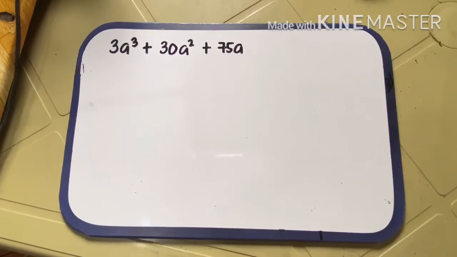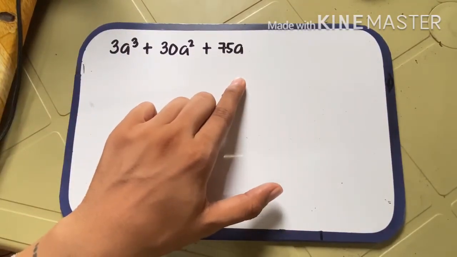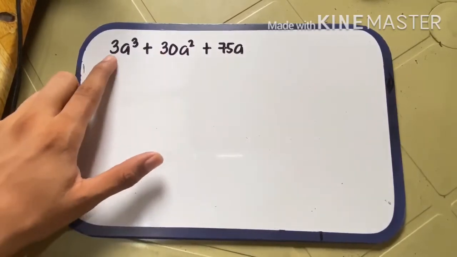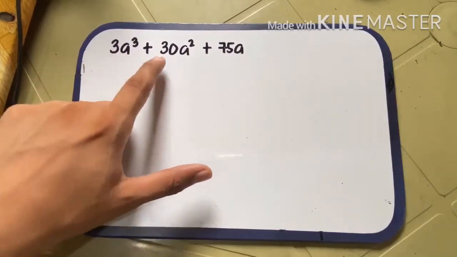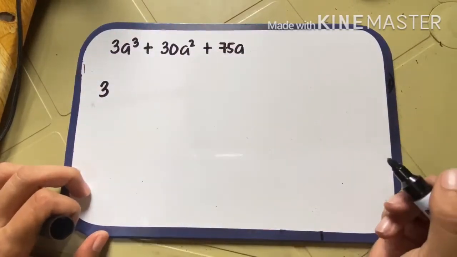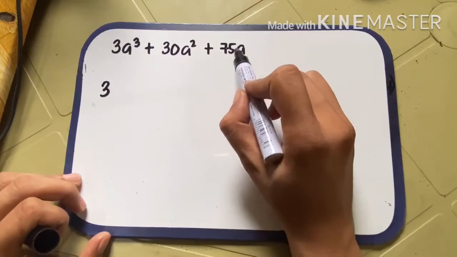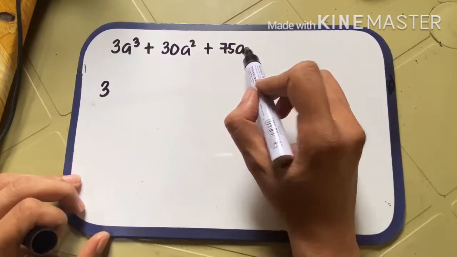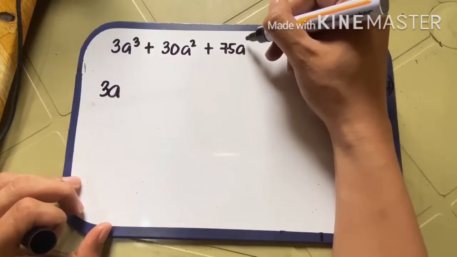Okay, let's try this one: 3a cubed plus 30a squared plus 75a. In this example, you cannot get the square root of 3a cubed and 75a. So analyze the given trinomial. 3, 30, and 75 have a common factor, which is 3. So factor out 3 from the given trinomial. Then a cubed, a squared, and a. This a here will also be factored out. So factor out 3a, because a has the smallest exponent, which is 1.